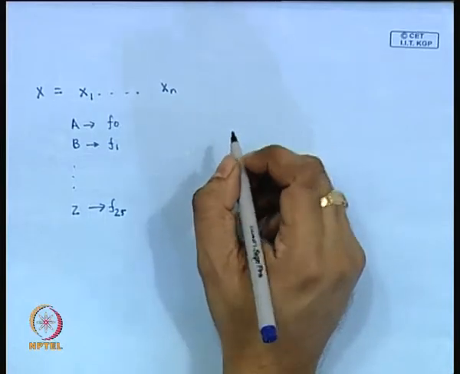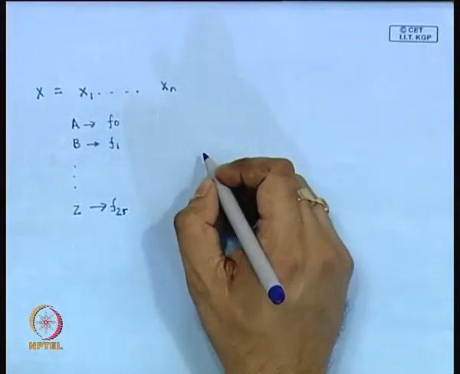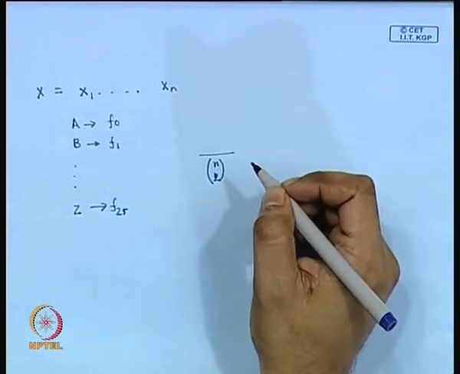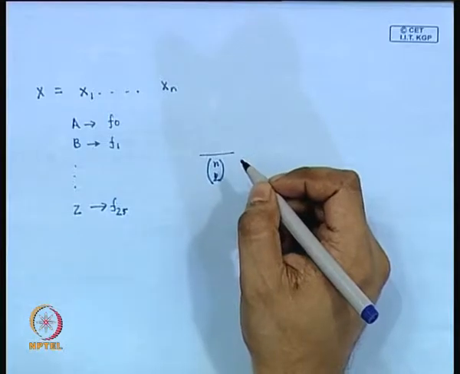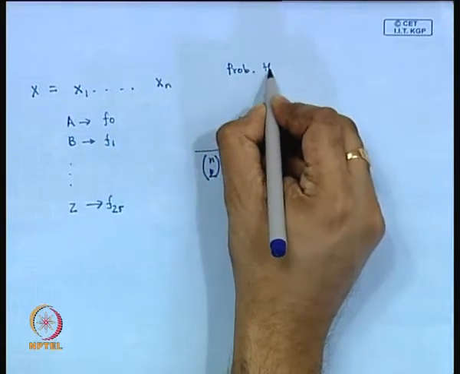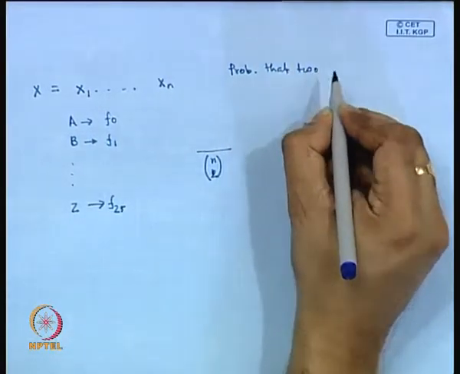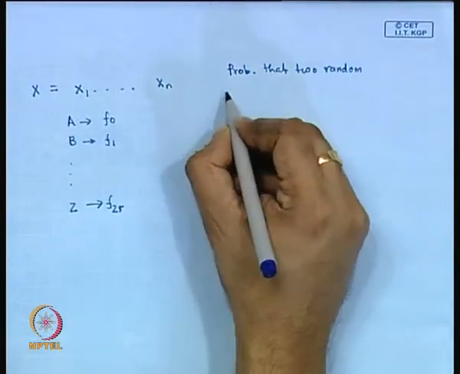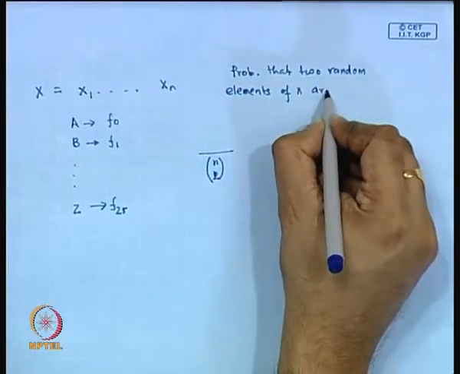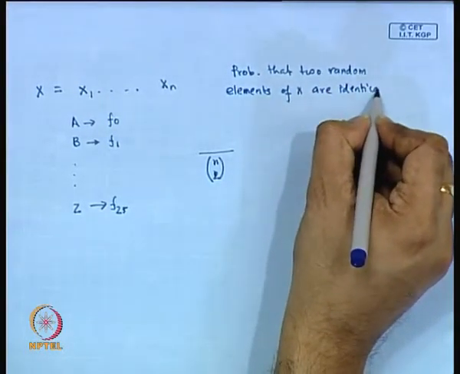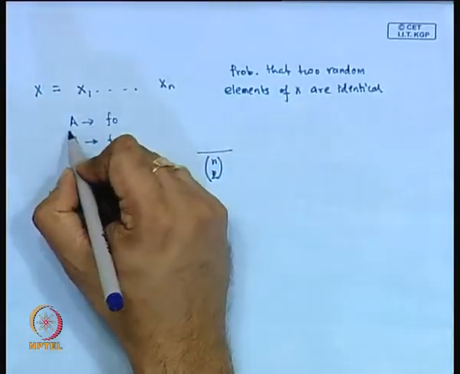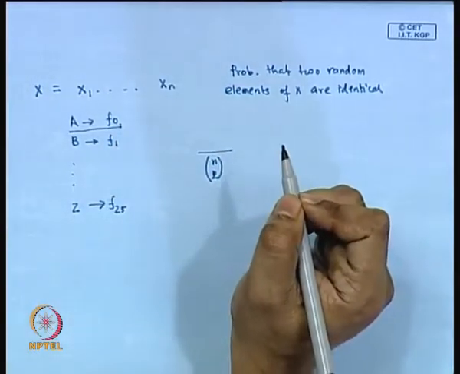So how many ways can you choose two elements? It is n choose 2. And how many ways can both the letters be A? That is the question. You have to find the probability that two random elements of X are identical. This is what you have to find out. So you see that the number of cases where you have got A is denoted by f0.